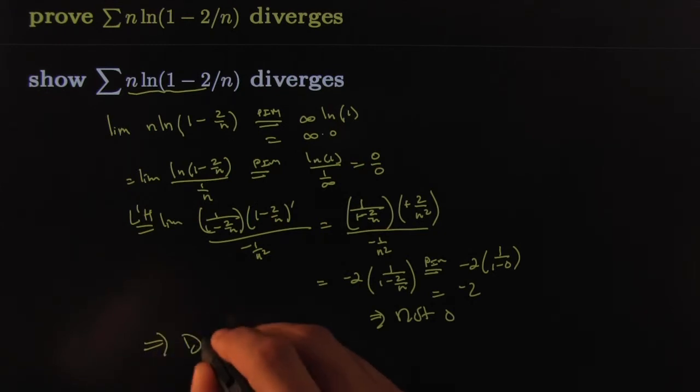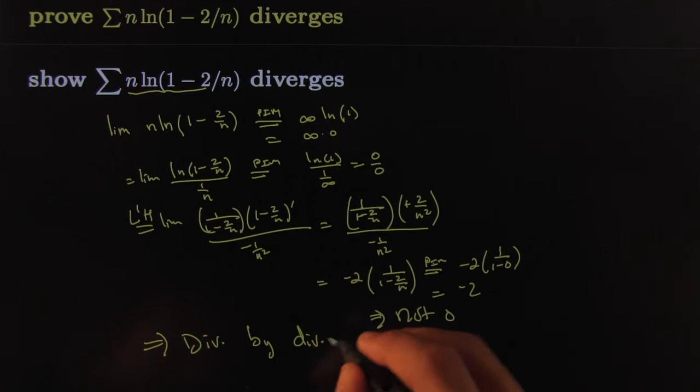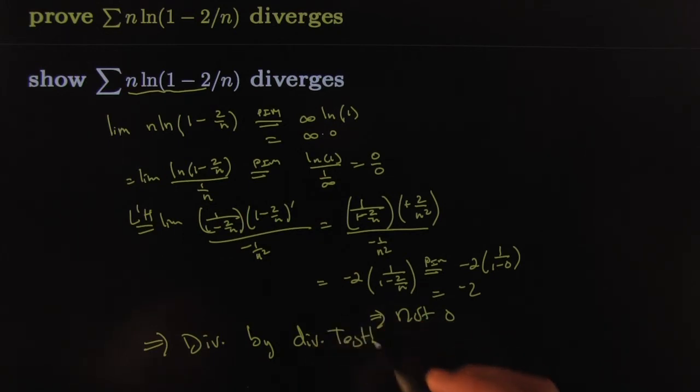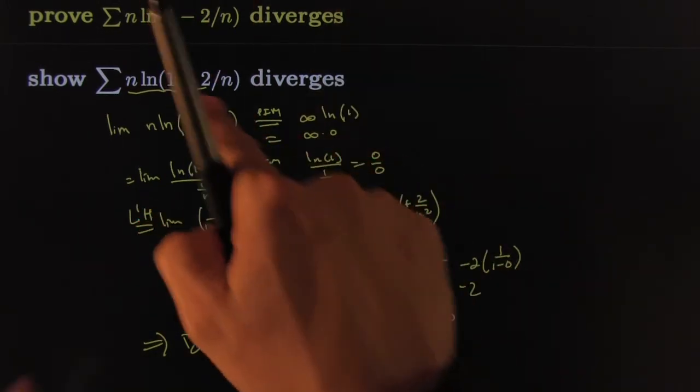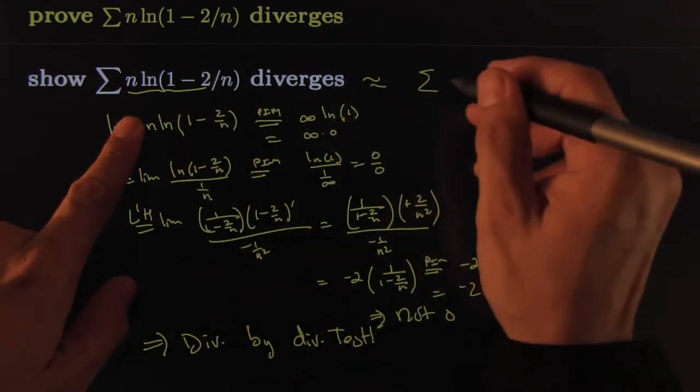Therefore, it diverges by the divergence test. And that's it. End of story. This is a lot like adding negative 2 infinitely many times.